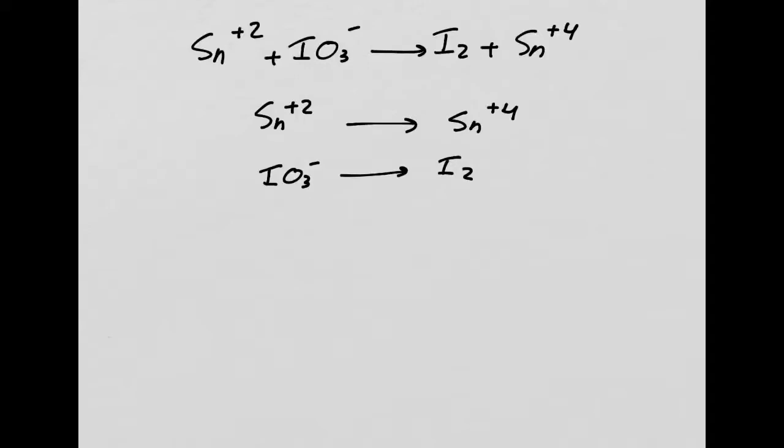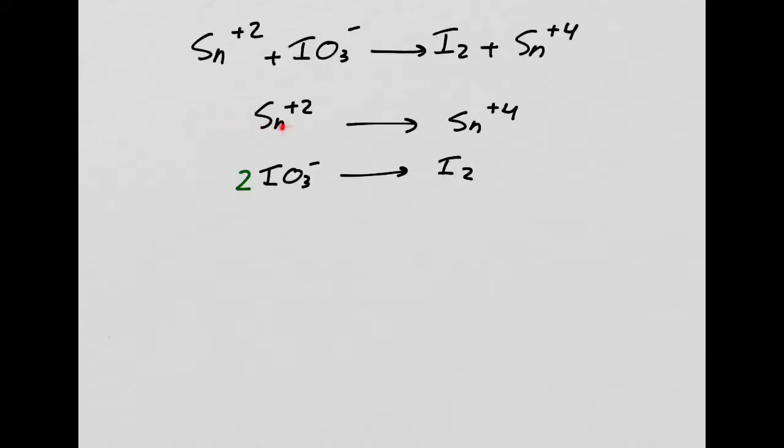Rule number 2, you balance everything except oxygen, hydrogen, and charges. So I have 1 Sn, 1 Sn. Okay, don't worry about the oxygen. Here I have 1 I. Here I have 2 I. So what do I have to do? I have to add a 2 over here. So then I have 2 I, I have 2 I.